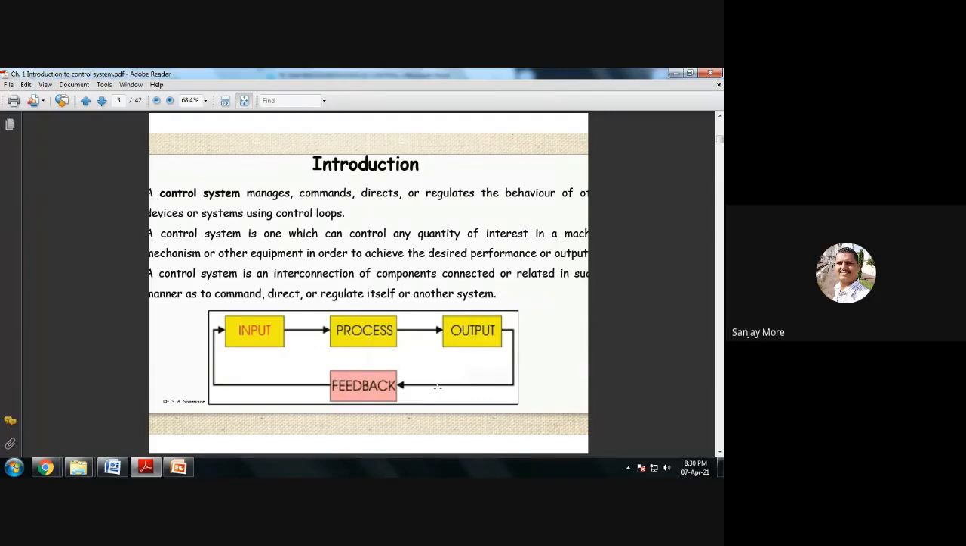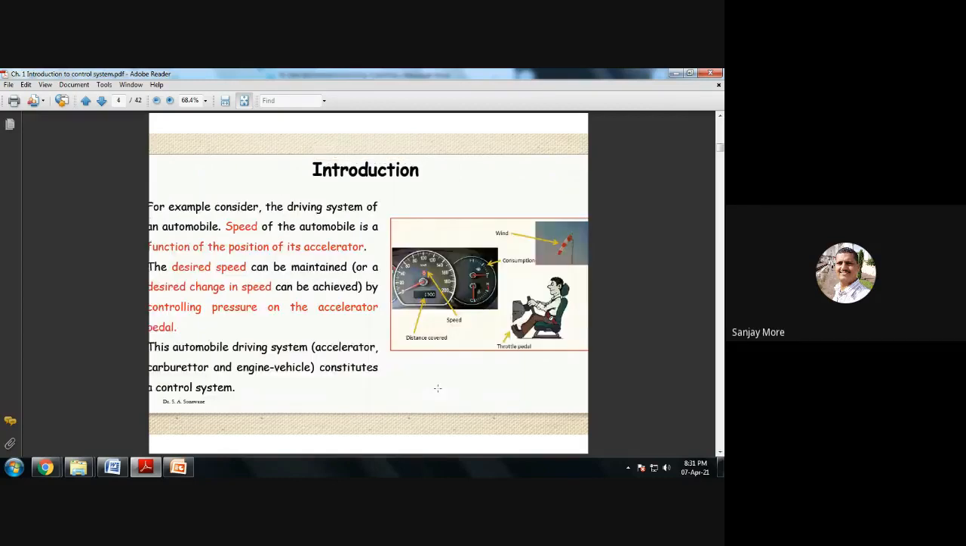A control system can control any quantity of interest in a mechanism or other equipment in order to achieve the desired performance or output. Means you are sitting in a room, and there is the room temperature and the outside temperature, so you have to maintain the room temperature so that you are feeling well. So here, an example: speed.